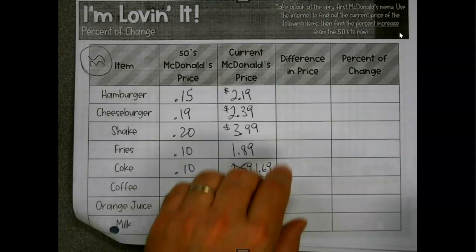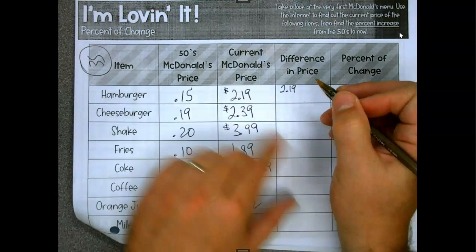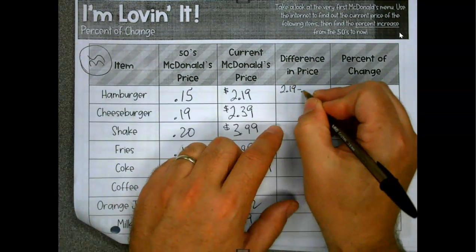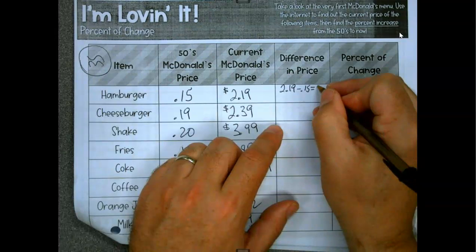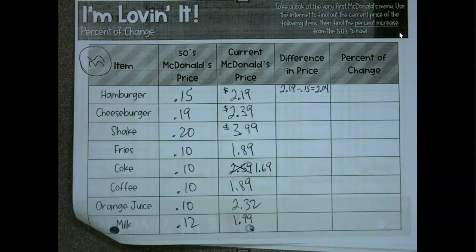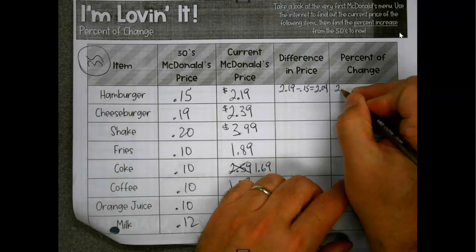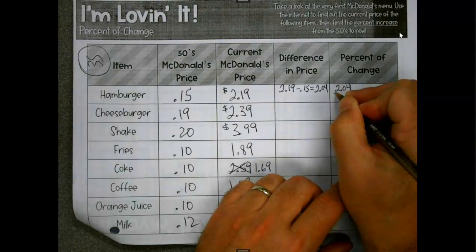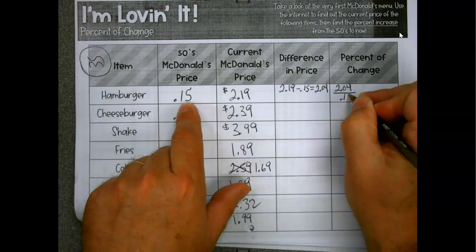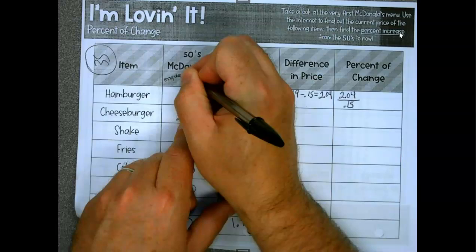So, reminder again, our difference in price, we're just going to take the larger price, which of course is going to be the current, minus... Oh, and then remember, you're always dividing for your percent of change, whether you're doing the proportion or just dividing and multiplying by 100. You're always taking the difference divided by the original. And the original is the 50s price in this case.